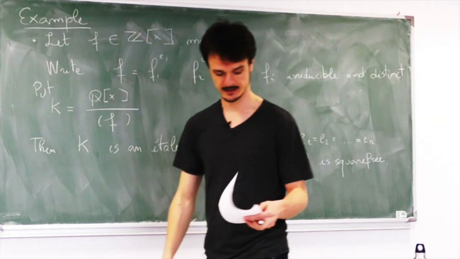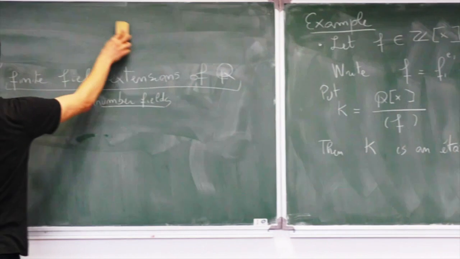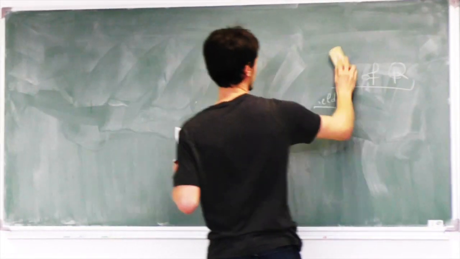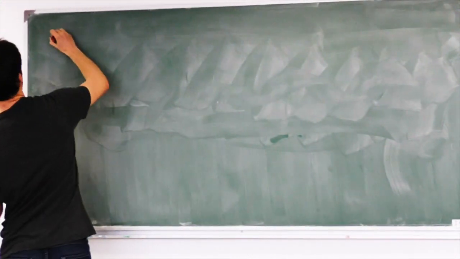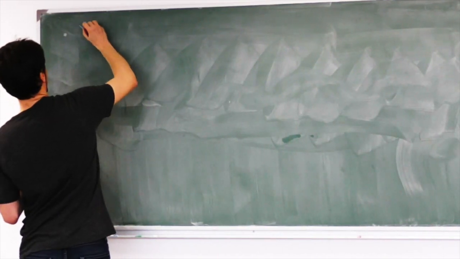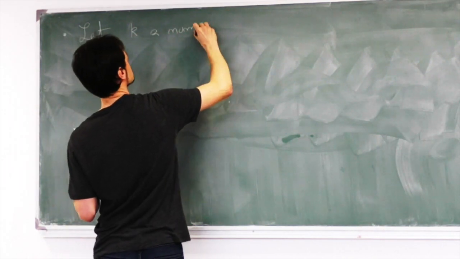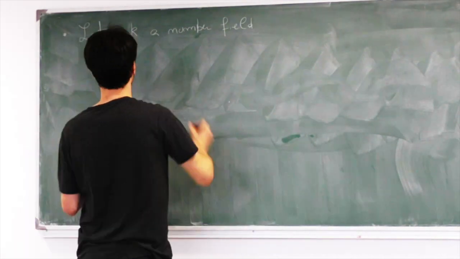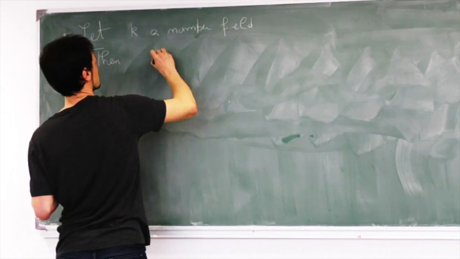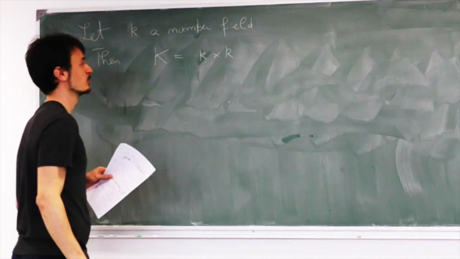Cool. Another example of an étale Q-algebra is given by the product of number fields, and as we said, we can take also the same number field. So in this case, we required the polynomials to be distinct, but we can also take the same number field and take powers of it, let's say. So take, let's say, small k, a number field. Then capital K equal to small k times itself is also an example of an étale algebra.